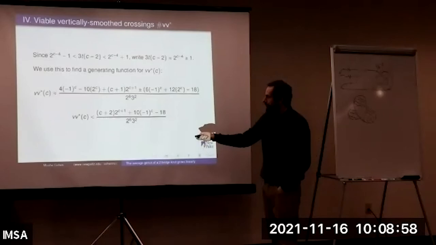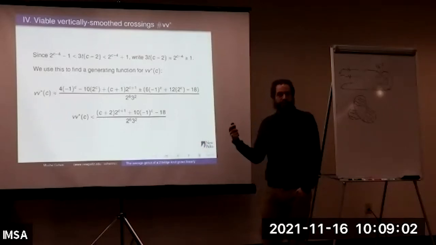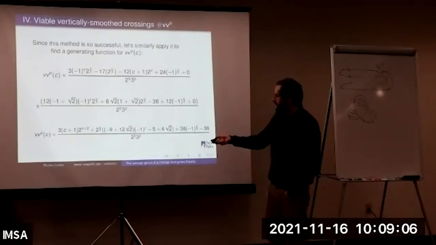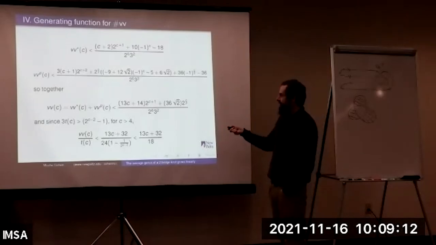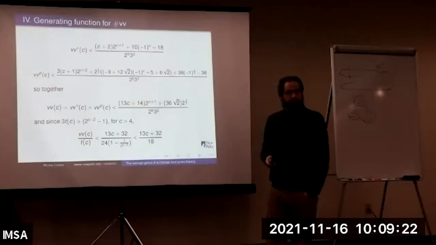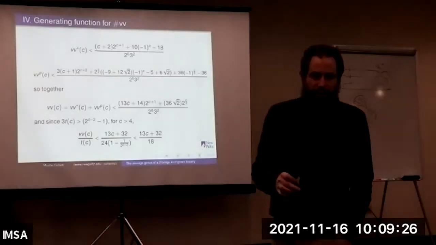So let me try to compute VBP, the number of viable vertically smooth crossings for the palindrome. That was a lot harder, but anyway, I get a bound. And then I add those two together, and I get VB is less than this crazy thing over here. And then I get that this thing is bounded by this nice linear term. So that takes us kind of full circle back around.